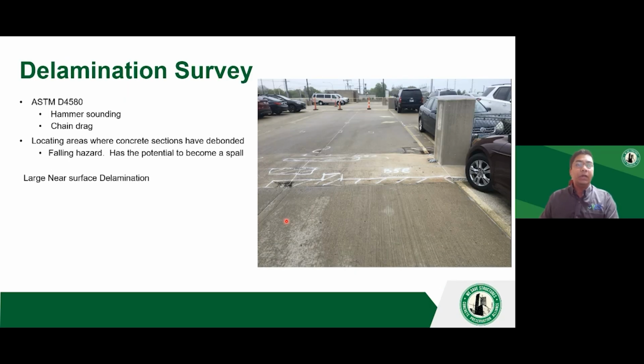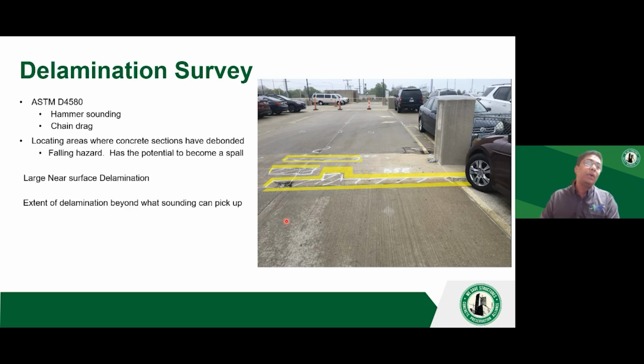The other technique we often use is hammer sounding or chain drag, where you take the hammer, you sound the concrete, and you hatch out the area which sounds delaminated. And the question is, does the damage stop there? Well, not really, because hammer sounding can only pick those areas which are audible to human ears. It cannot pick up the areas that extend beyond those delaminated areas where micro cracking might be present. Hammer sounding cannot pick that up.